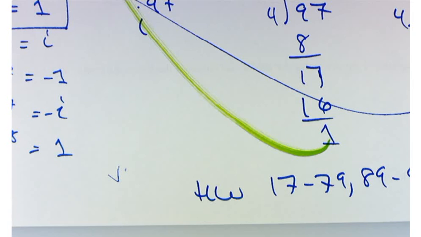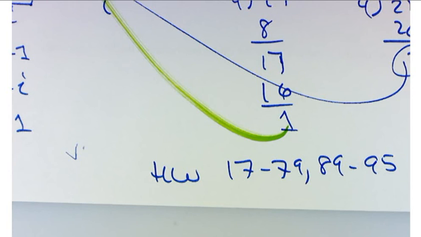Let me give you some homework. For homework, try 17 through 79 and 89 through 95. It might sound like a lot, but I'll give you a week to work on it, okay? I know. It's wonderful.